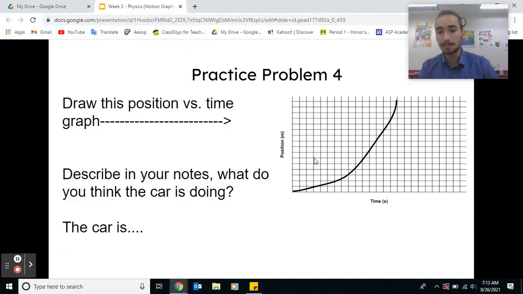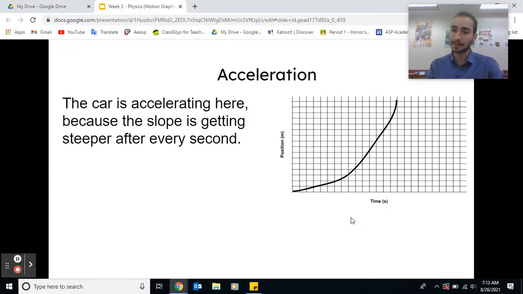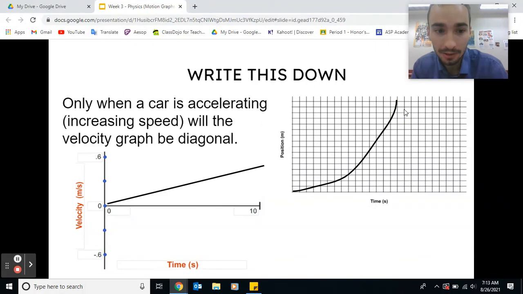Hopefully you notice that the speed is increasing every second. So if the speed is increasing, because the slope is increasing, the speed is increasing. So if the speed is increasing every second, the car is accelerating. That's why the position versus time graph is a curve, because the slope is getting steeper, so it's getting faster. So the velocity graph will look like this. It's accelerating at the same speed, so it's going faster and faster.